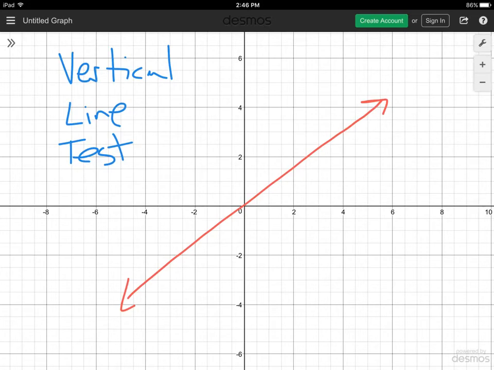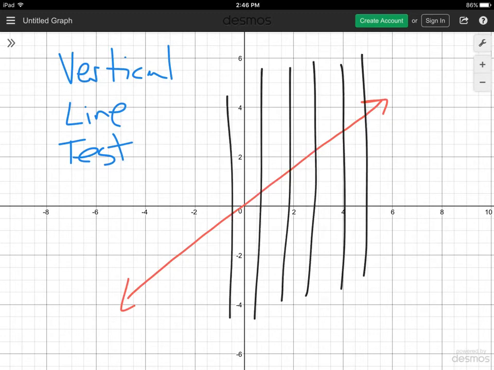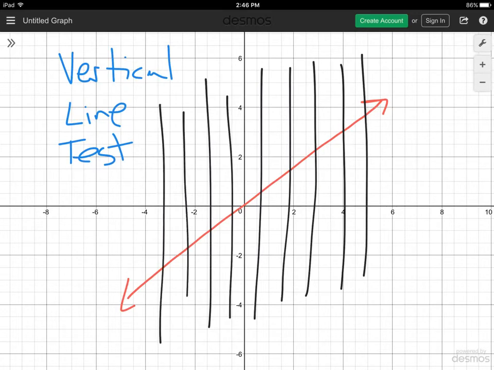And so I got to draw them here. But right, if we drag a vertical line all the way through this, you can tell that it's never going to hit this red line more than once at a time. And so therefore it passes the vertical line test, and you can in fact say, yes, this one is a function.